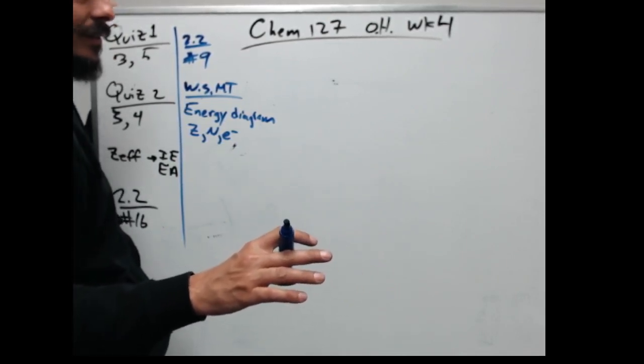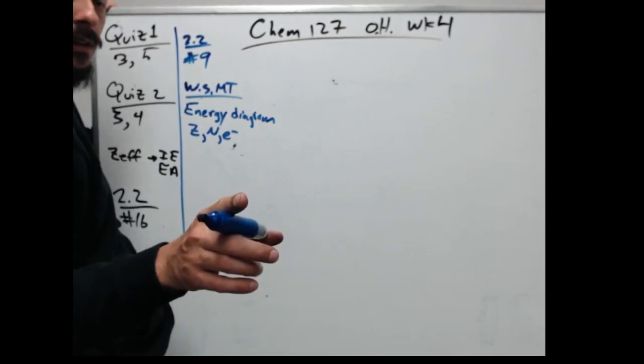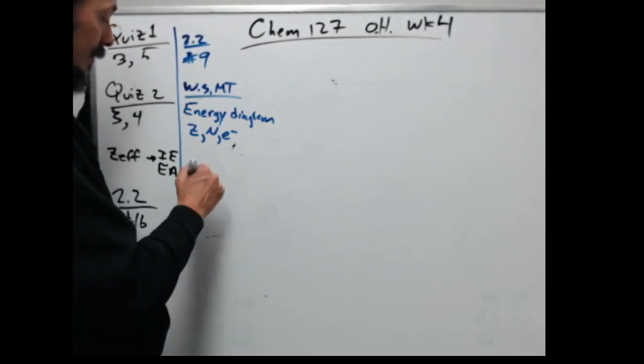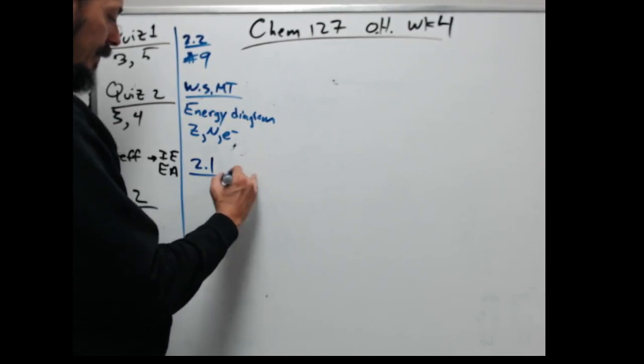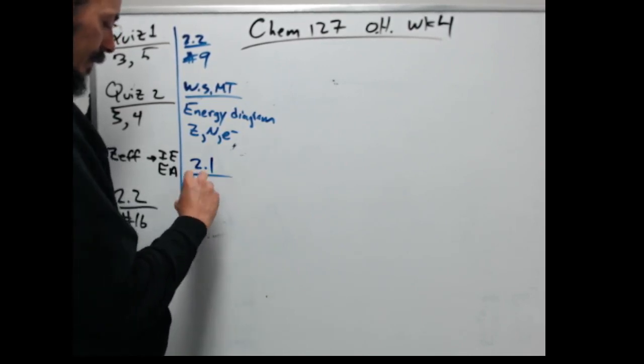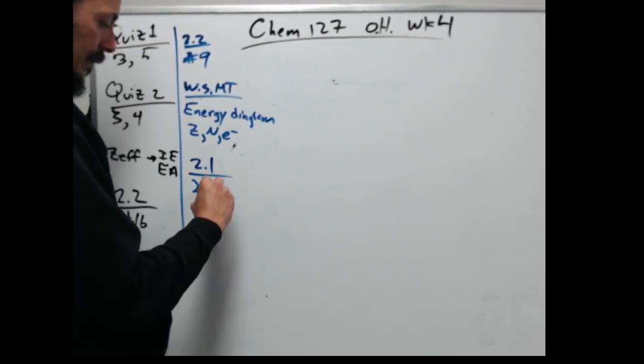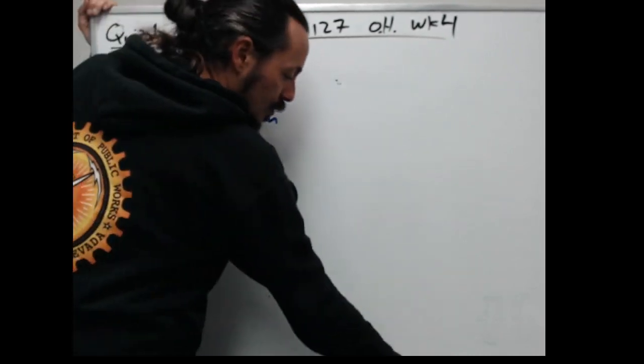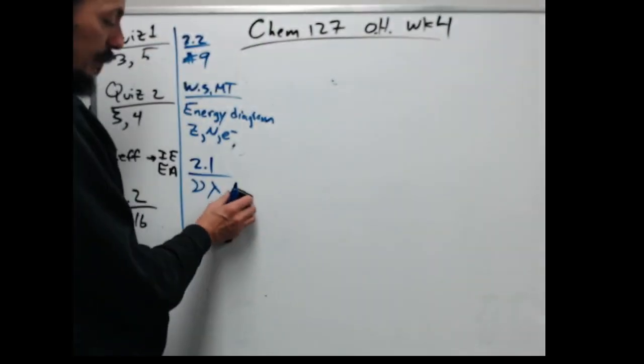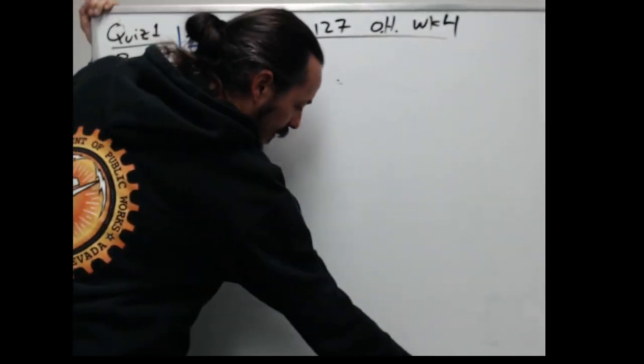Okay, sounds good. I also have a few questions from 2.1, if possible. Generally, frequency, wavelength problems with combined energy. Do you have some specific numbers? Yeah, I have 2.1, number 11 and 12. Okay.